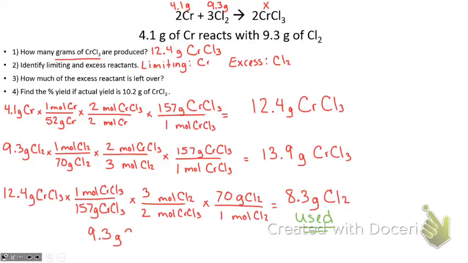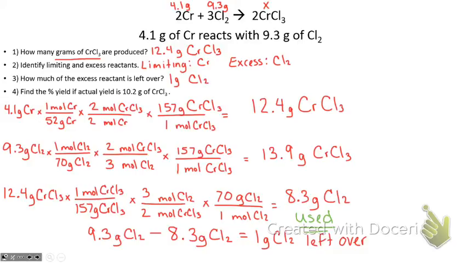The problem originally gave us 9.3 grams to start with, and we just calculated that to make our theoretical yield of our product, we will have to use 8.3 grams. So all I'm going to do is subtract the 2, and you should end up with 1 gram of Cl2 left over. So that's a little piece that students tend to forget. You got to do the subtraction. So 1 gram Cl2 left over.